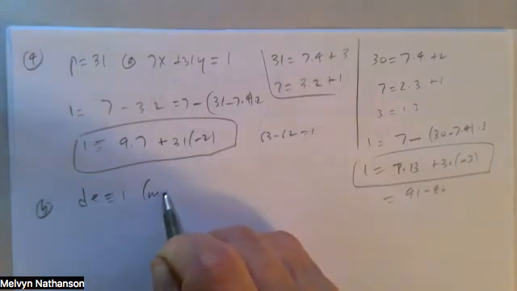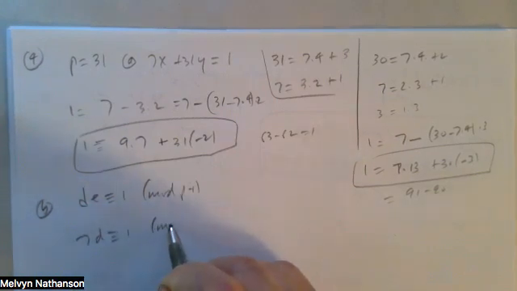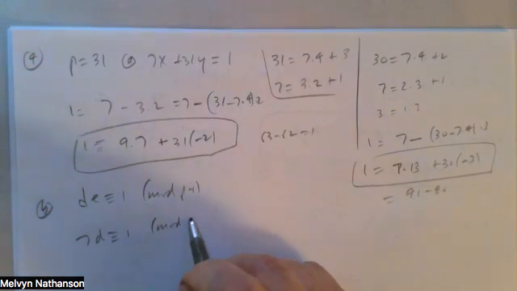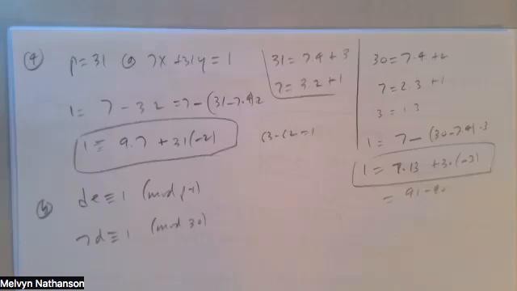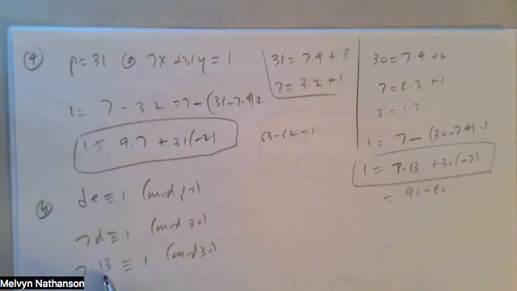Okay. So in part B, we want to solve the congruence DE congruent to 1 mod P minus 1. P is equal to 31, so P minus 1 is 30. E is equal to 7. So we want to find 7D congruent to 1 mod 30. Well, this says that 7 times 13 is congruent to 1 mod 30. And this solution is unique mod 30. So between 1 and 30, the only solution is 13. The answer is D equal 13.